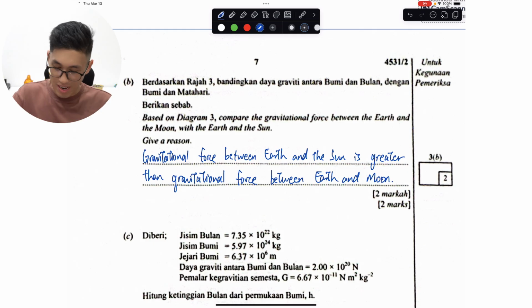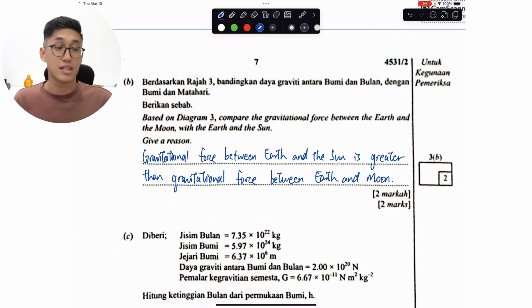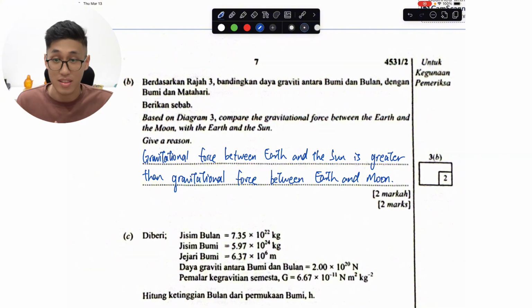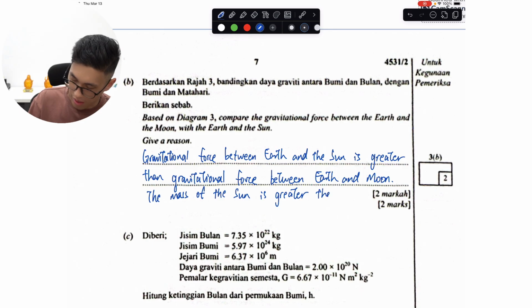Okay, now, of course, they asked to give the reason as well. Give a reason for that. And the very obvious reason is because the Sun is fat. Yeah, the Sun is very, very heavy. The mass of the Sun is greater than the mass of the Moon.